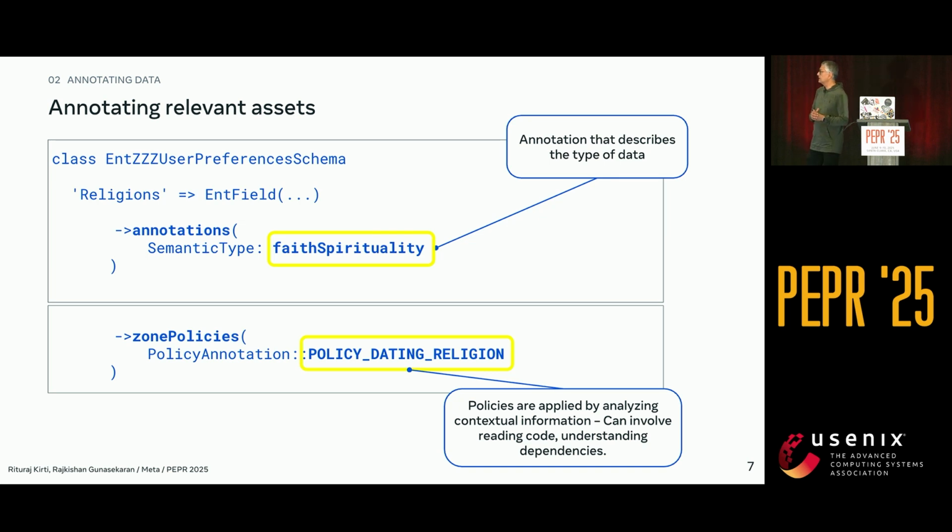In this case, we have the semantic type that encodes the type of data annotation that is present in some asset. We also have a separate policy annotation, which represents the specific privacy requirement that we are trying to implement, in this case, dating religion. This split allows us to handle our privacy requirements more flexibly and at scale, and keep a distinction between what type of data is contained and what policy we are trying to apply.